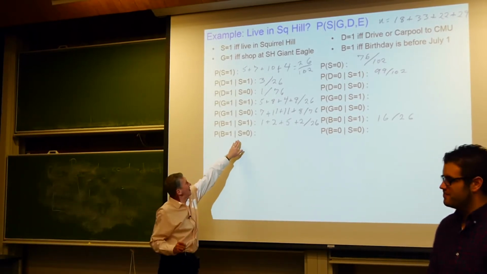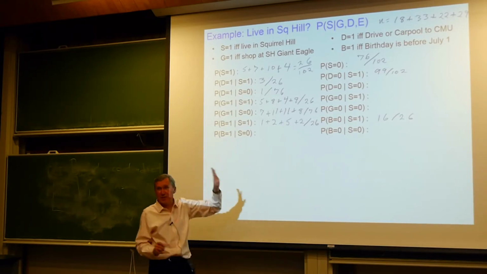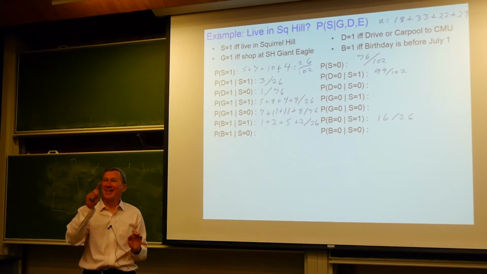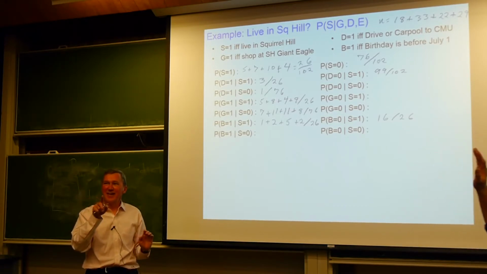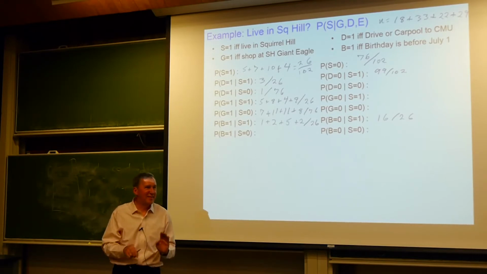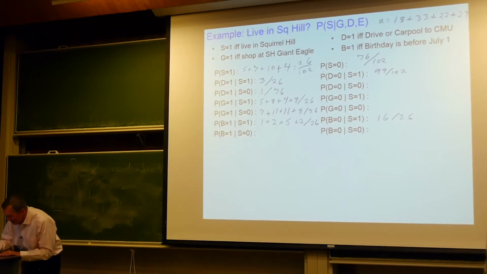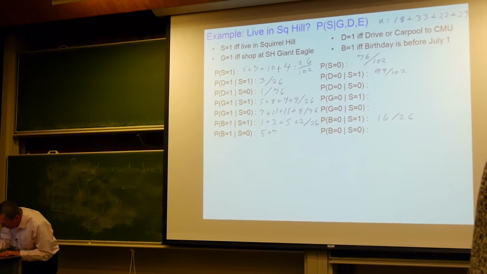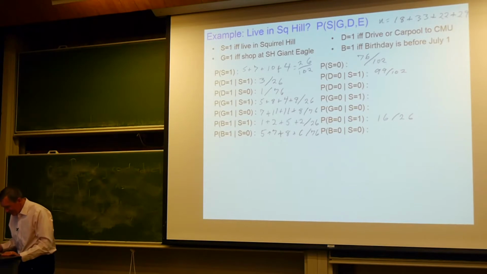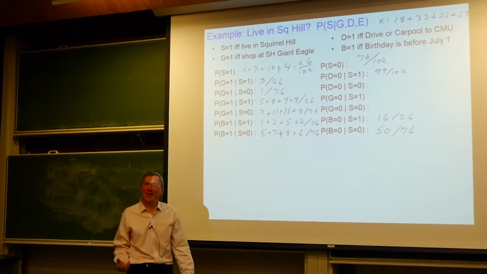Okay, and finally, if you do not live in Squirrel Hill and your birthday is before July 1st, raise your hand. 3, 4, 5. 7 from Nina? 8? 6. That's remarkable. More people were born in the second half of the year if you take machine learning.